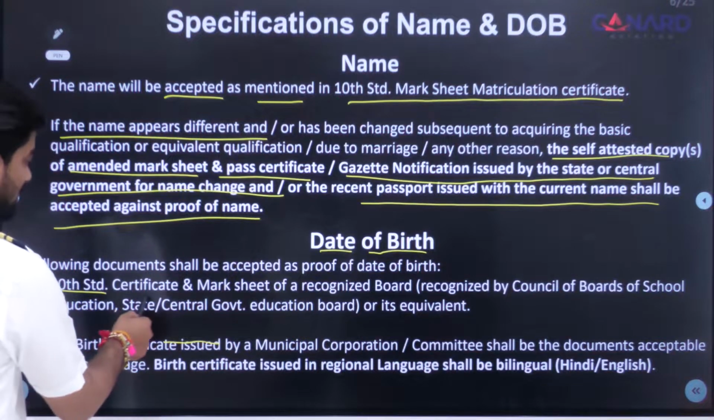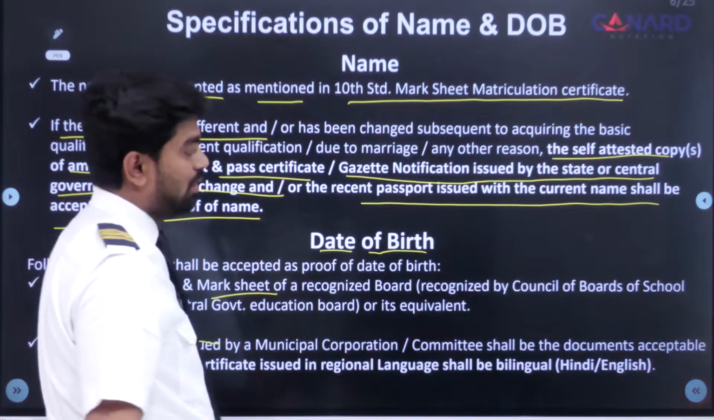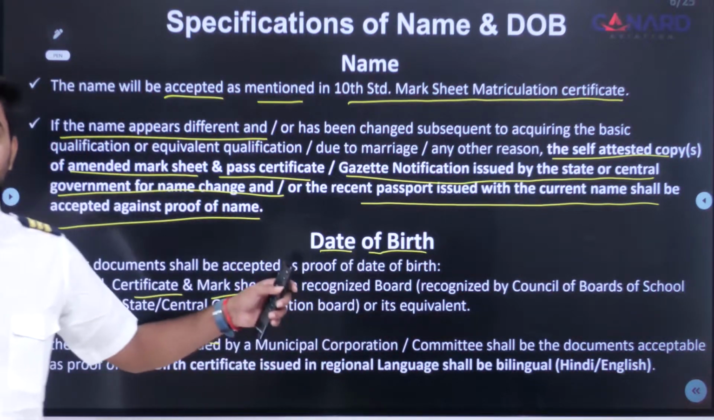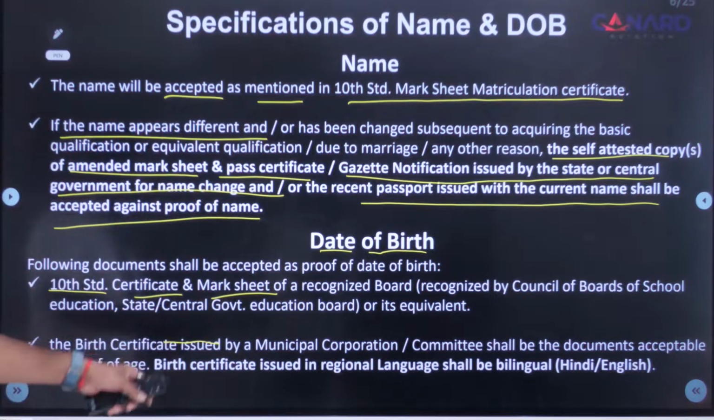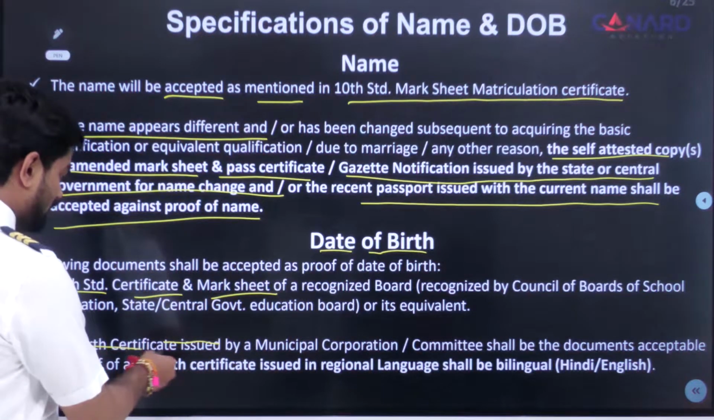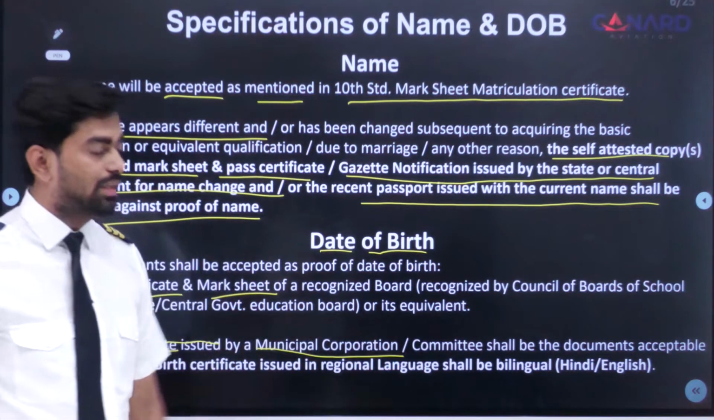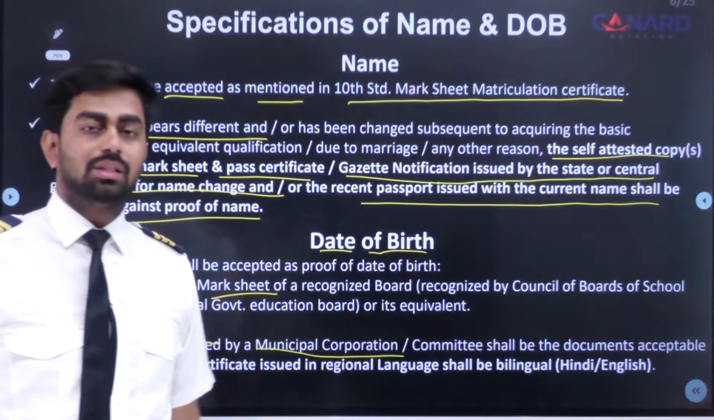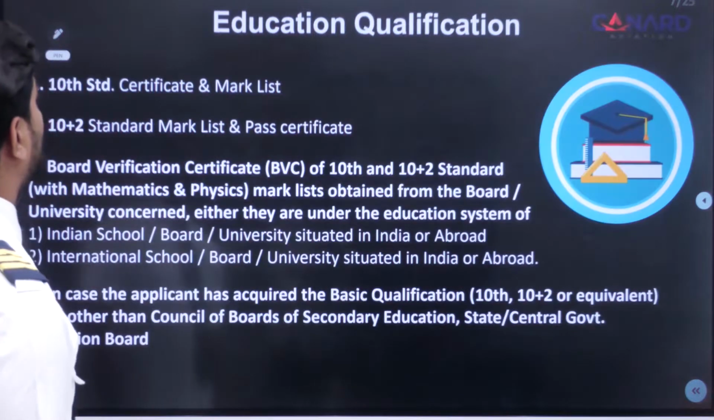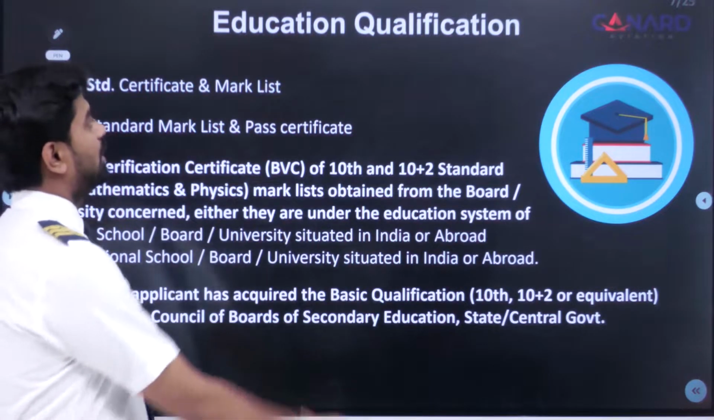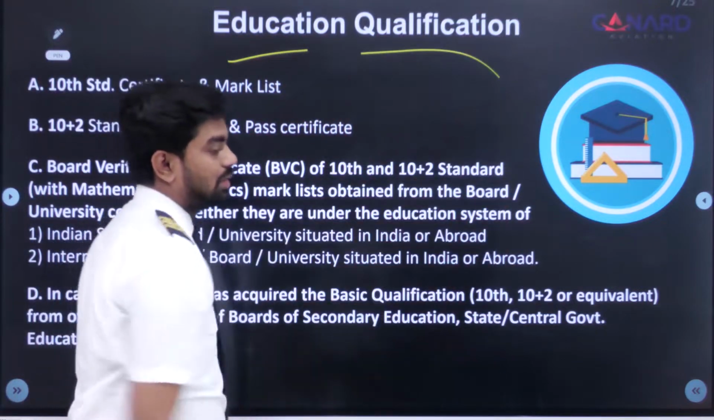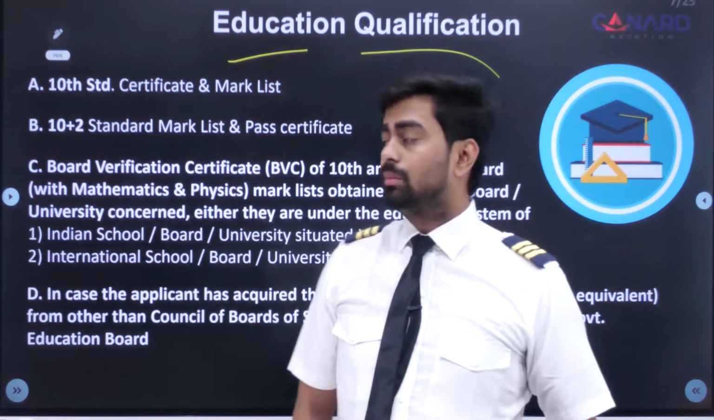For date of birth, following documents shall be accepted. Your 10th standard certificate and mark sheet from a recognized board should be okay for your date of birth, or instead of that, a date of birth certificate issued by a municipal corporation or committee should be accepted by the DGCA for the computer number.